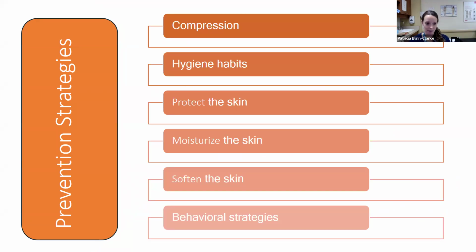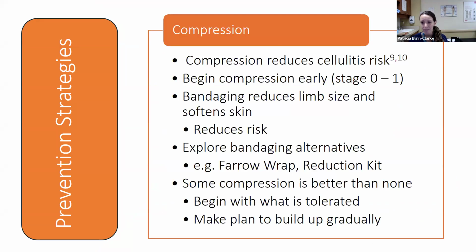In terms of our general strategies, I have 6 here, and I'm going to go through each one in turn, but a big one is compression. I do want to mention that the evidence behind compression is specifically for people with lymphedema. So if you do not currently have a lymphedema diagnosis, then these studies don't necessarily apply to you. And the evidence is primarily for leg and arm lymphedema.